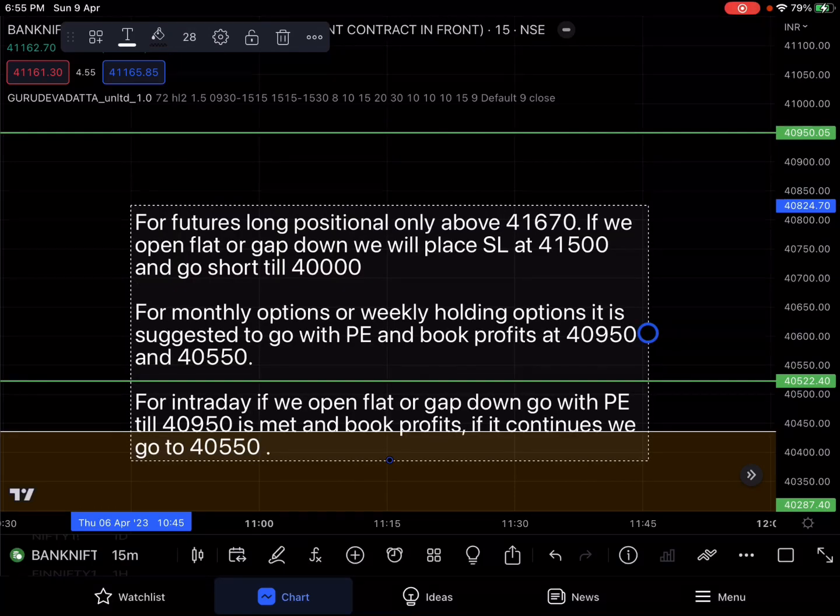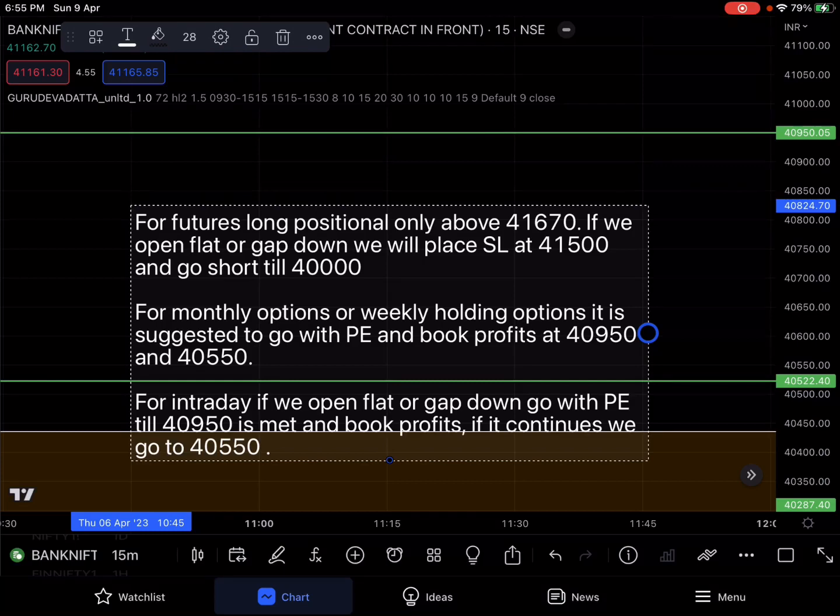For futures, long position only above 41,670. If we open flat or gap down, we'll place SL at 41,500 and go short till 40,000. That is, at least till the gap is filled. For monthly or weekly holding options, it is suggested to go with PE and book profits at the respective support levels, 40,950 and 40,500. For intraday, if we open flat or gap down, go with PE till 40,950 is met initially and then 40,500.